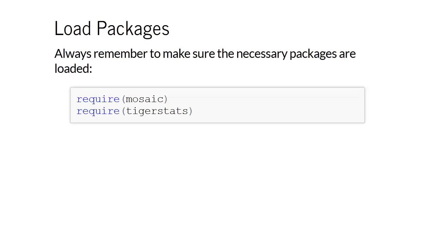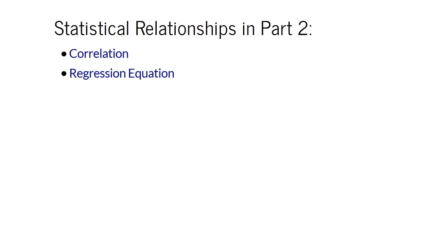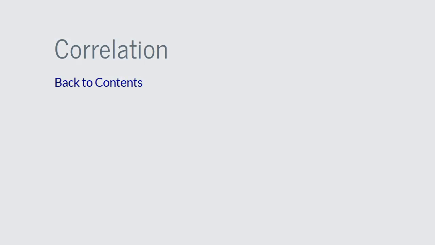Always make sure to load the necessary packages before you begin working. You'll also want to load and view the data sets that will be discussed in this section: M111 survey, UC Davis 1, and Penn State 1. The two topics of discussion in part 2 will be correlation and the regression equation. We'll start with correlation.